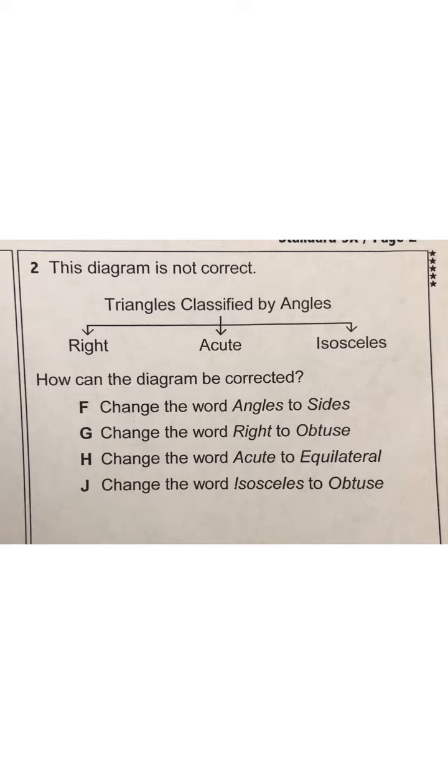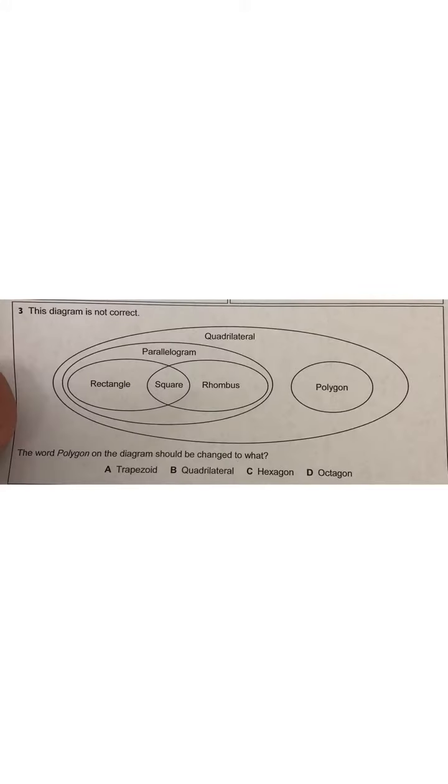G, change the word right to obtuse. H, change the word acute to equilateral. Or J, change the word isosceles to obtuse. 3. This diagram is not correct.